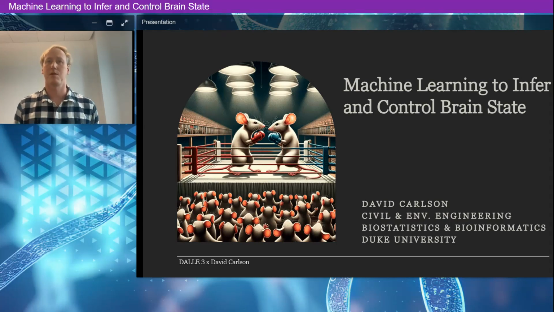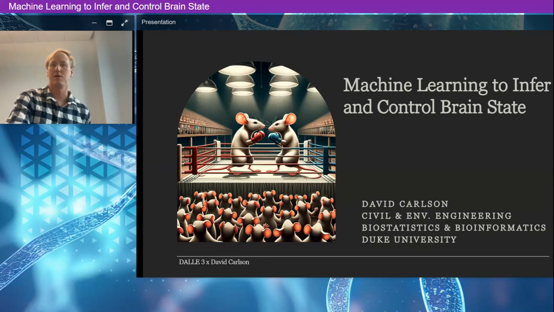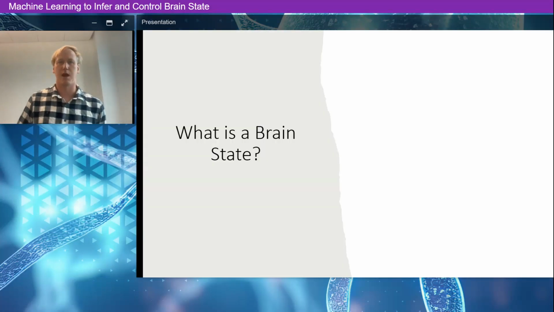And today I'm going to be talking about machine learning to infer and control brain state and some of the things that we can do that are really fun with that. So, just to start this out, I want to start talking about what is a brain state.